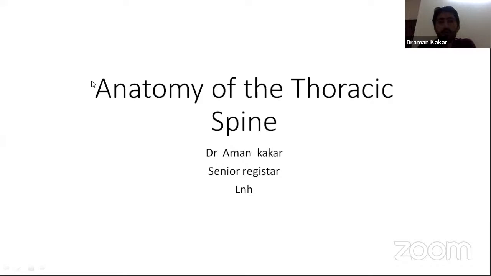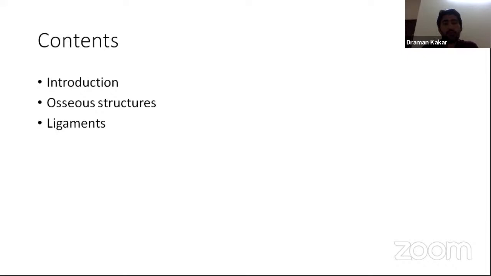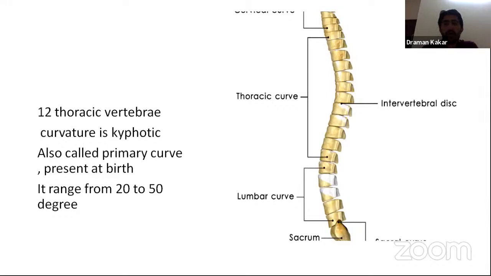Today I'm going to present the topic on anatomy of the thoracic spine. So let's start my presentation. The contents of my presentation will be introduction to the thoracic spine and the osseous structures and ligaments. Basically, the thoracic part of the spine consists of 12 vertebrae and it is kyphotic in curvature. It is also called primary curve because it is present at birth, and the kyphotic angle ranges from 20 to 50 degrees.